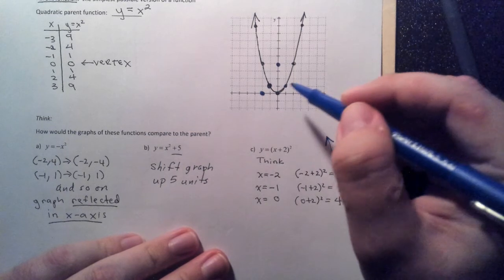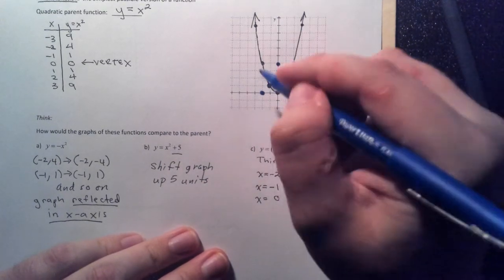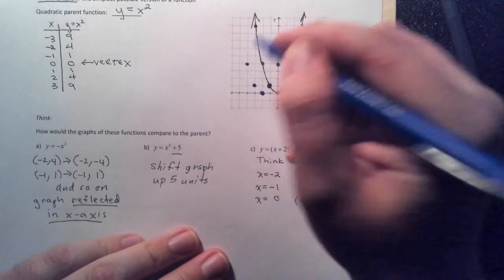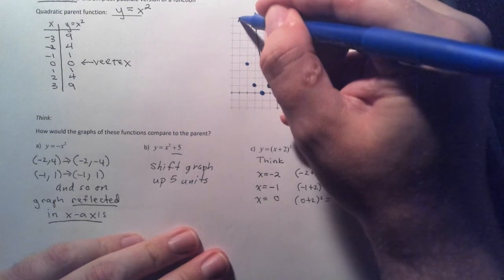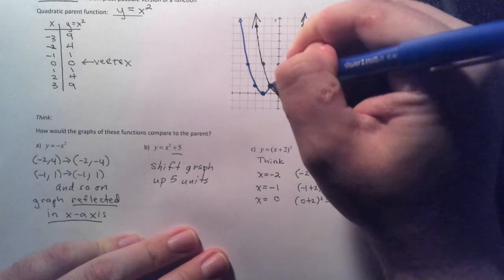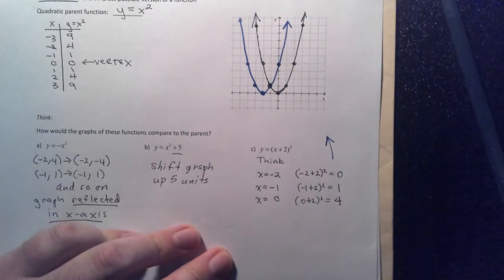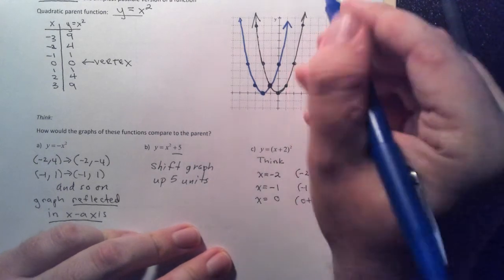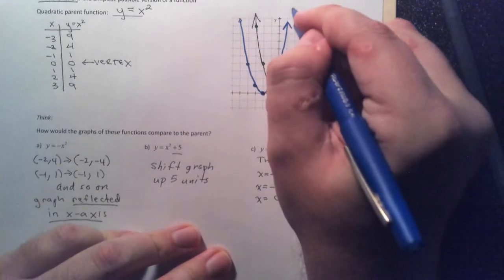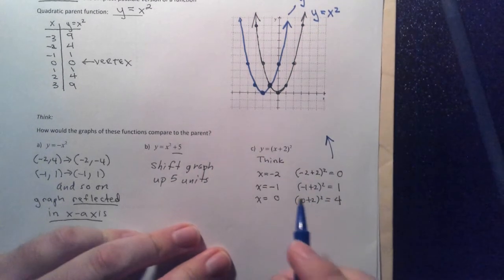And I could fill this in. I would have the rest of the points. If I put in negative 3 plus 2, that is negative 1. I square that and I get 1. And I'll get something similar. I'll still have that symmetry. And I can see that even though I saw that plus 2 and immediately wanted to say, oh, I'm going 2 to the right, what actually happens is I have gone 2 to the left.